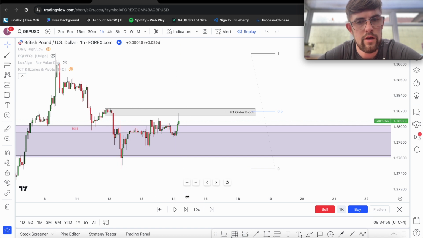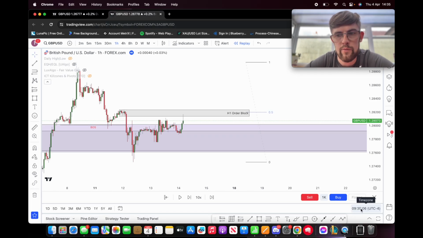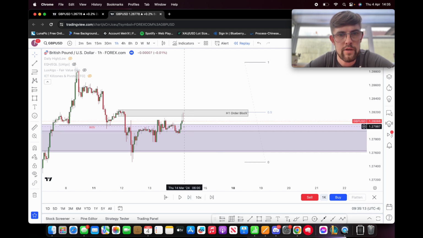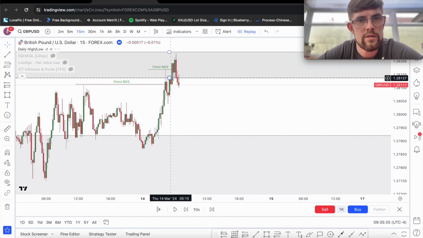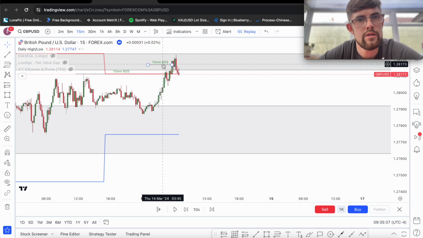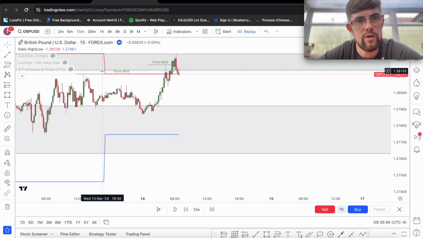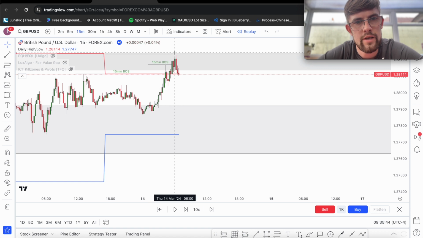So if I play price forward, notice as well that I've set this time zone now to New York time. That's because I operate with the New York kill zones. Okay, so if I fast forward price a little bit, you can see we've interacted with the hour 1 order block. Now on the 15 minute time frame, we can see that price is bullish, right? Okay, and we have swept previous day highs whilst also being in the hourly order block.